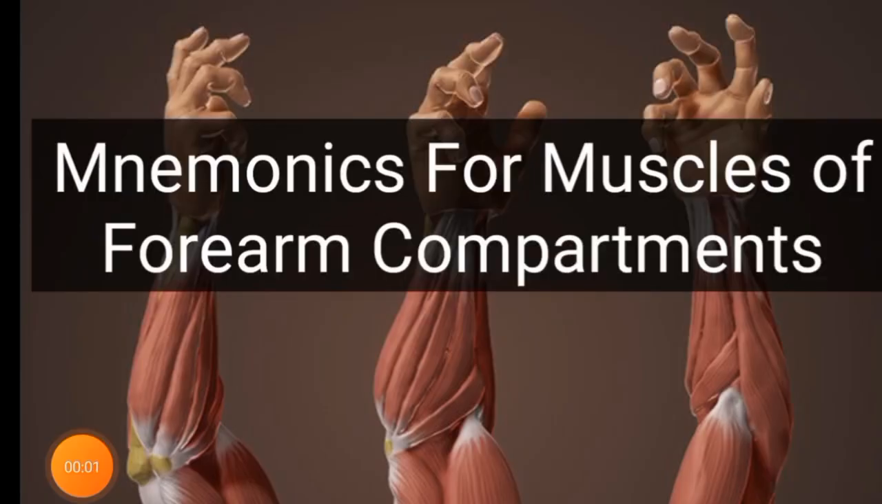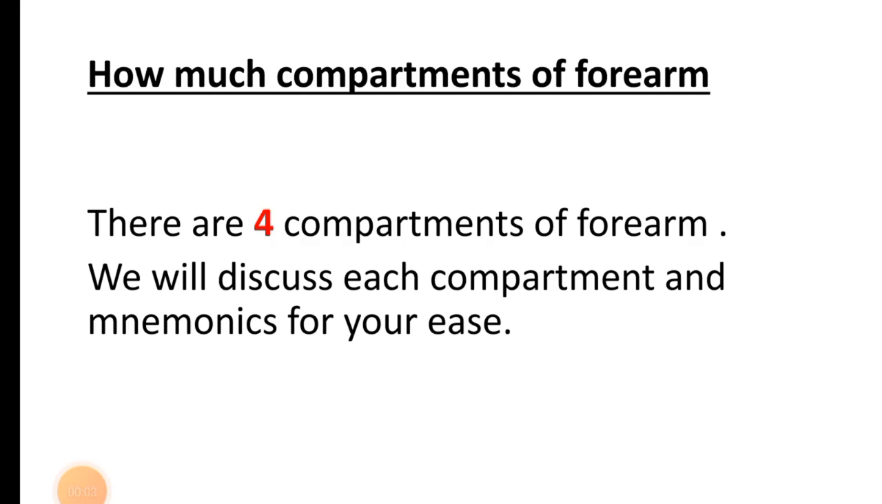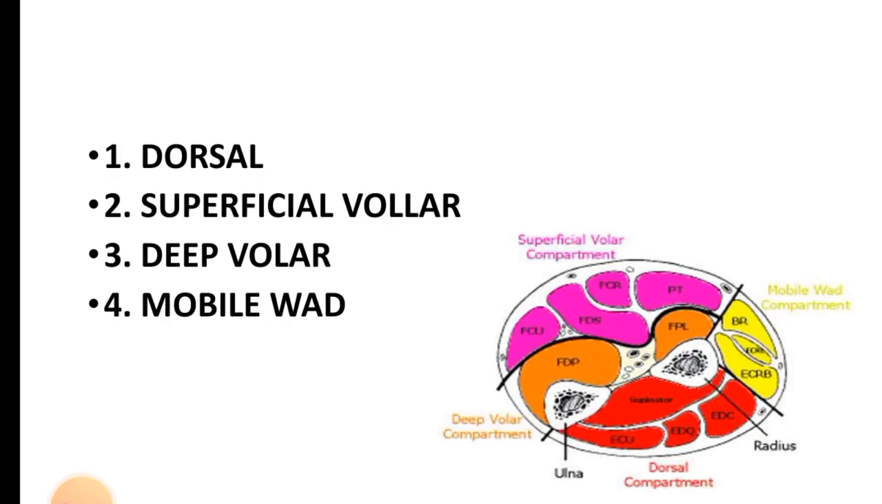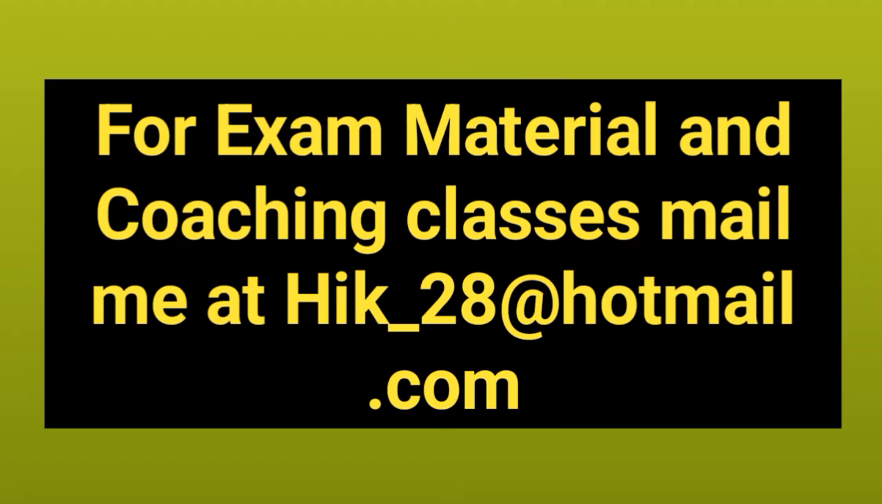Talk about mnemonics for muscles of forearm compartment. So there are 4 compartments of forearm. We'll discuss each compartment and mnemonic for your ease. Number 1, dorsal. Number 2, superficial volar. Number 3, deep volar. And number 4, mobile one, that is also known as lateral compartment.